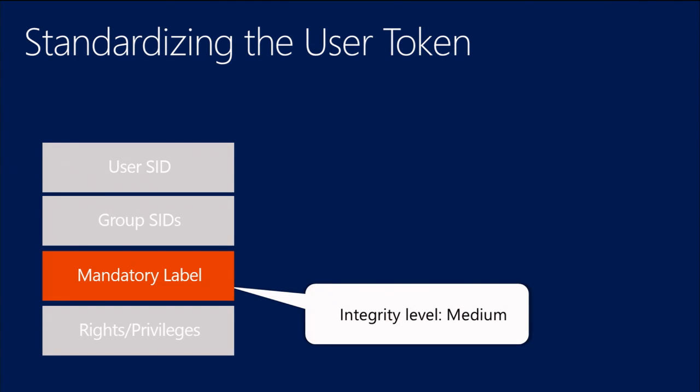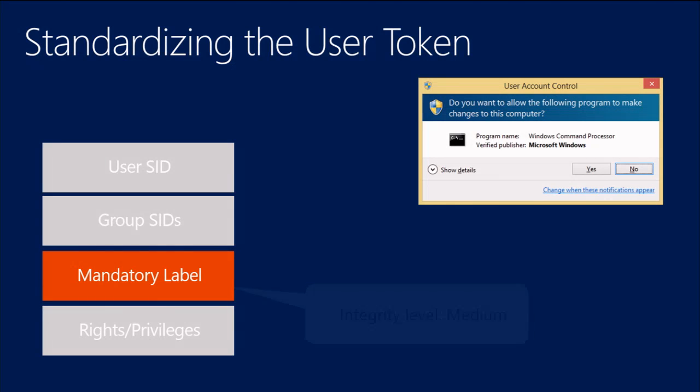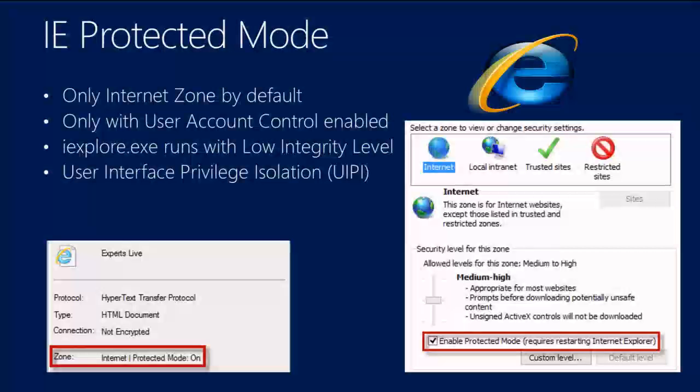So what happens when you log on? Your integrity level as a standard user is medium, and at the moment that you are asked for consent, your integrity level will be high for every process that you create from then. Internet Explorer uses these integrity levels when you are browsing on the internet, if you are browsing in untrusted zones. If you're browsing the internet, you will see this option that says enable protected mode.